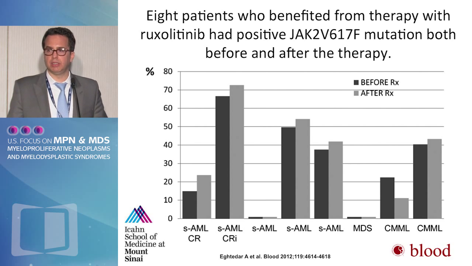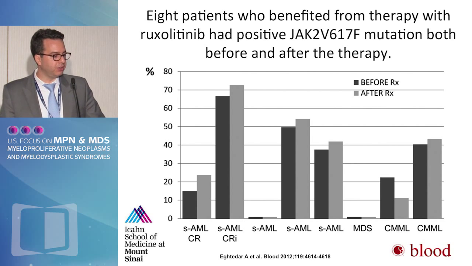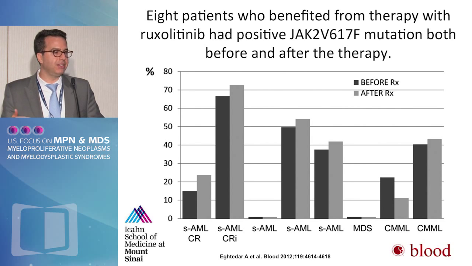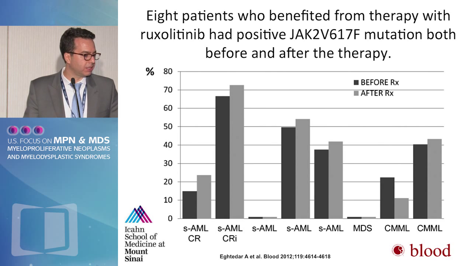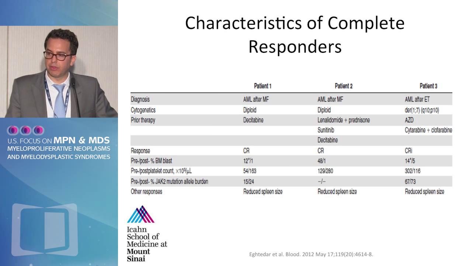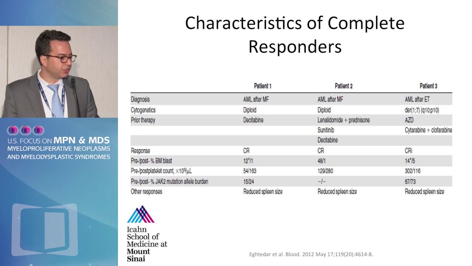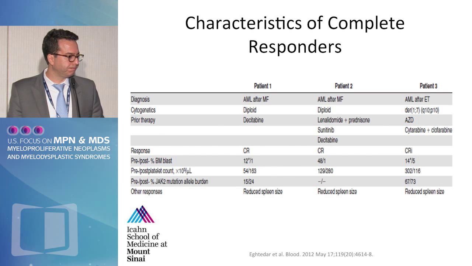But there was no real change in allele burden. So even in the patients who responded, and 2 of these patients in this JAK2 V617F positive group had CRs, none of them had real changes in their JAK2 allele burden in this study. This is the characteristics of the 3 responding patients. And I just show this to make the point that these were patients who received prior therapy, and patient number 1 had decitabine, and there were reductions in blast percentages, as well as reductions in spleen that were seen.